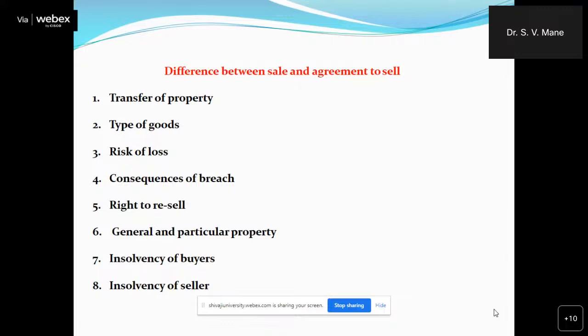In case of a sale, the seller cannot resell the goods. In case of agreement to sale, in case of resale, the buyer who takes the goods for consideration and without notice of the prior agreement gets good title. In such a case, the original buyer can only compensate the seller for the damages.